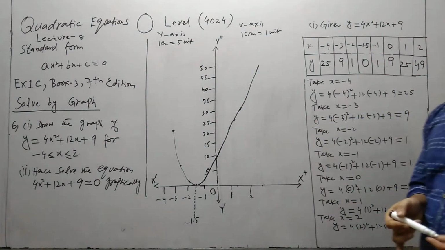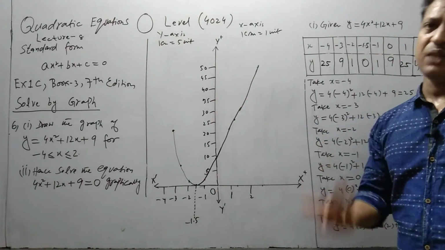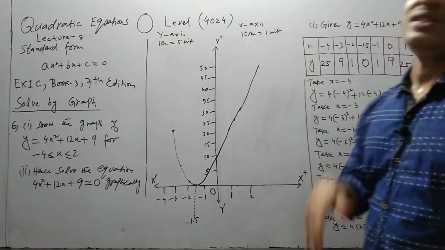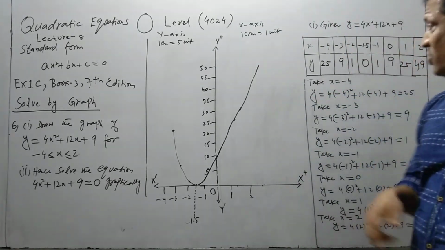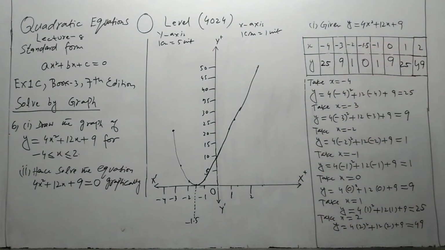I tried to draw as smoothly as possible. So this is our graph. I hope you understand, and especially this point, -1.5.